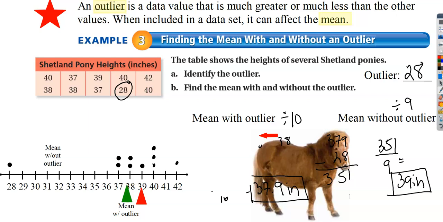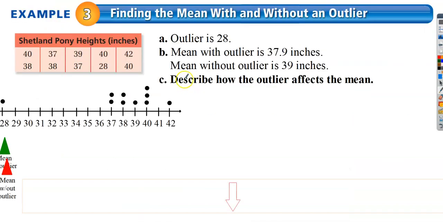So now we just answered the A and the B on this, and we're going to look at one more question that we will have when there is an outlier thrown into a data set. Okay, so the thing that we really want to look at is describe how the outlier affects the mean, right? And I just showed you that the mean with the outlier was right here, okay? And the mean without the outlier was here at 39.